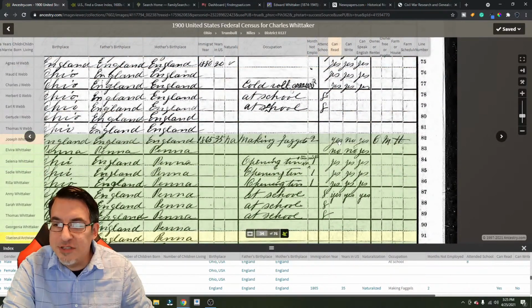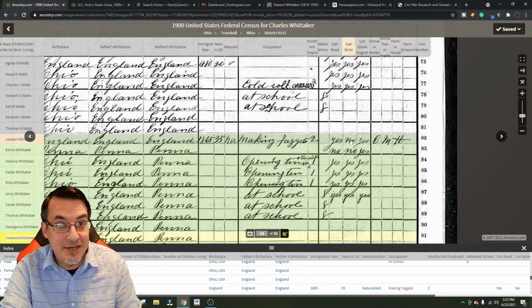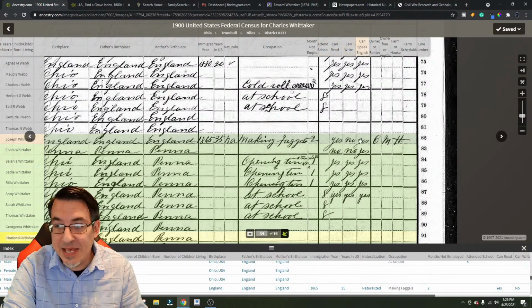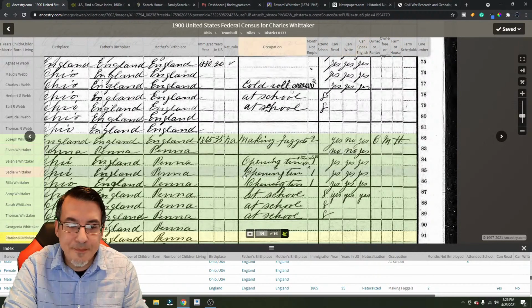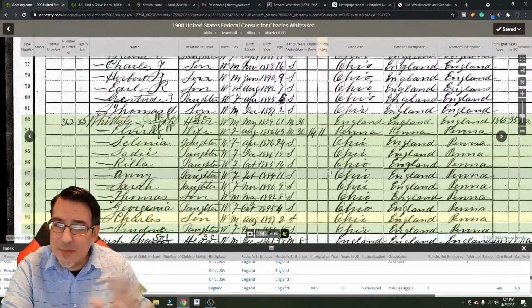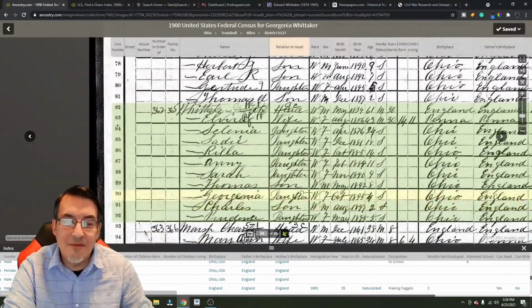You can see that Joseph can read, but he can't write. Again, very common. He can speak English. He owns his house. It's mortgaged, and it's a house, not a farm. Elvira cannot read or write. Records in the Baltics I haven't done a lot of.